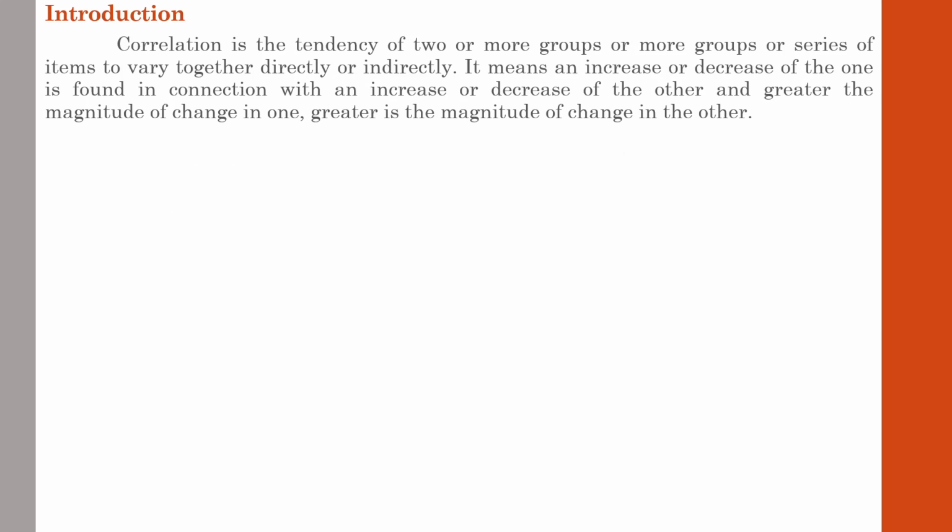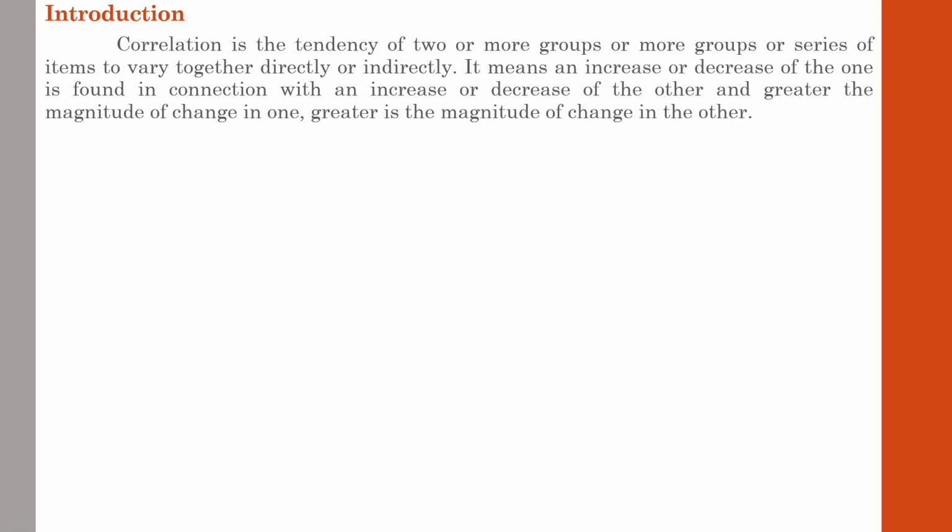So, correlation is the tendency of two or more groups or series of items to vary together directly or indirectly. It means an increase or decrease of the one is found in connection with an increase or decrease of the other. And greater the magnitude of the change in one, greater is the magnitude of change in the other. So, that is the concept of correlation.